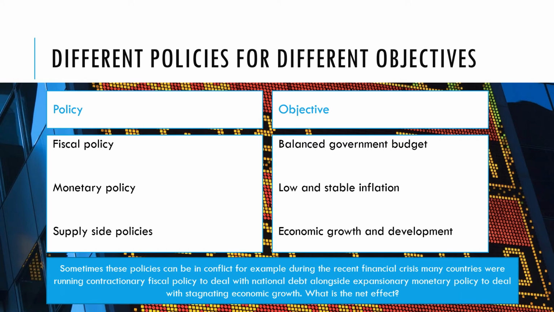We should also bear in mind that sometimes these policies conflict. For example, during the recent financial crisis, many countries were running contractionary fiscal policy to deal with national debt, but they were also running expansionary monetary policy to deal with stagnating economic growth. So what is going to be the net effect here? If we're having a net withdrawal from the economy through our fiscal policy, but having a net injection through our monetary policy, will they cancel out? Are they going to mean that one policy is not going to be as effective as it might be?